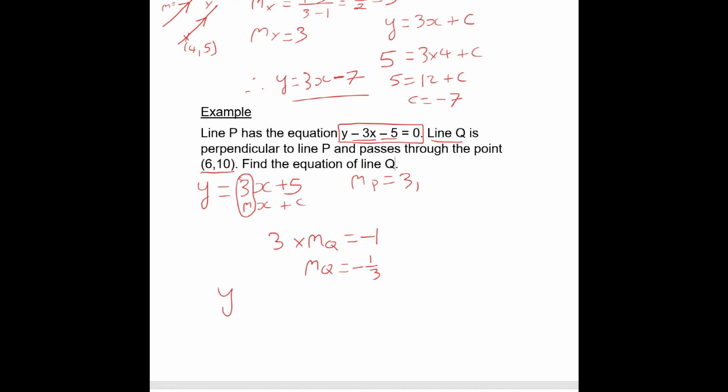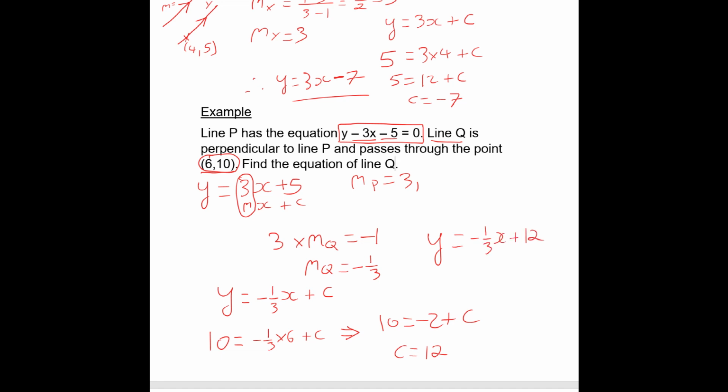So the equation of Q is going to be y equals minus 1/3 x plus the y-intercept of Q. I don't know what that's going to be, but I do know that Q passes through 6, 10. So when x is 6, y is 10. So I can say 10 equals minus 1/3 times 6 plus c, which means that 10 equals minus 2 plus c. To get c on its own, I would add 2 to both sides. So I can say c equals 12. Therefore, the equation of line Q is y equals minus 1/3 x plus 12.